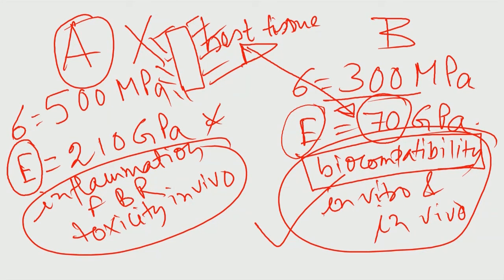So, there should not be a large difference between the host bone elastic modulus and the implant elastic modulus; that is very key. With 210 gigapascal, certainly the bone stiffness is much less than this. This is the typical stiffness of steel-based materials like stainless steel; any steel for that matter has an elastic modulus of 210 gigapascal.